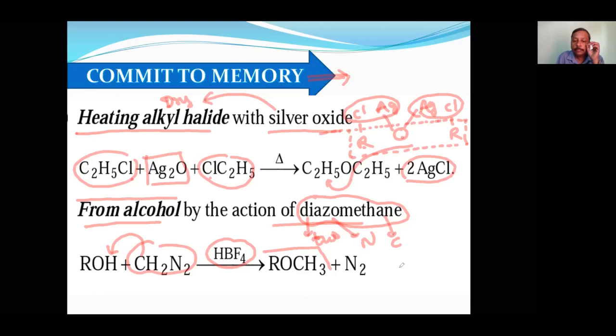Who will answer? Okay, very good answer. The answer is this can be used only for preparation of methyl ethers. We can use only methyl here because this is diazomethane. This is suitable only for the preparation of methyl ether. Here you can keep any type of alkyl group, but this side it should be only one methyl group. That is the limitation.